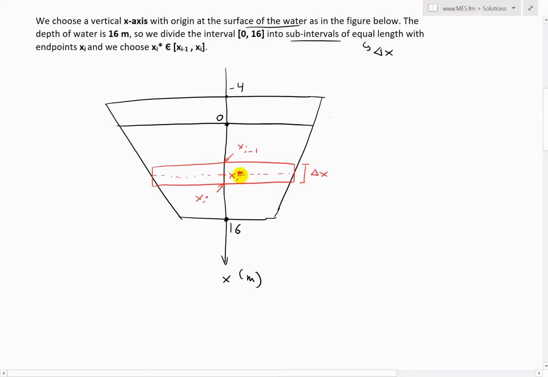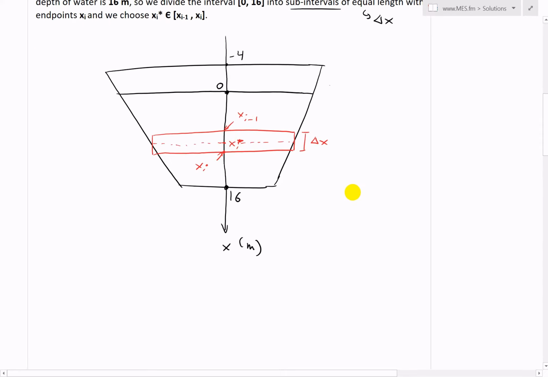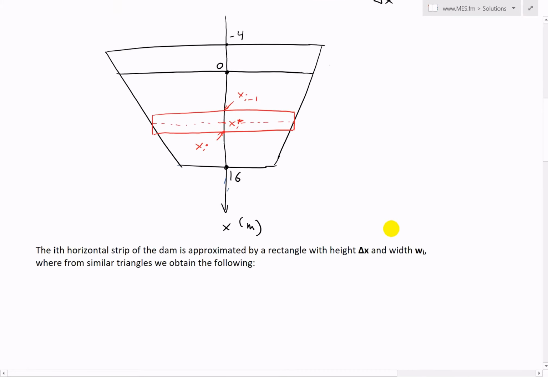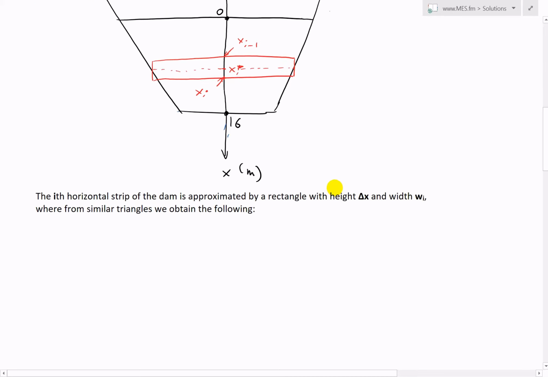The reason we have it any value is because once we find a limit and make this delta x infinitely small, this xi star is going to be equal to xi or xi minus 1 because it's super small. And now the next step is basically to find the force due to this thin slice on the dam, and then we obviously sum it up to infinity and get an integral for that.